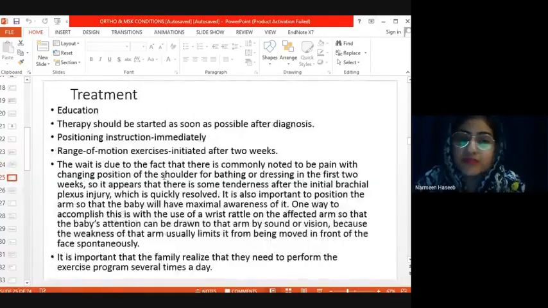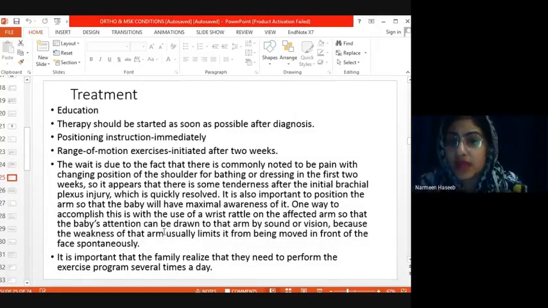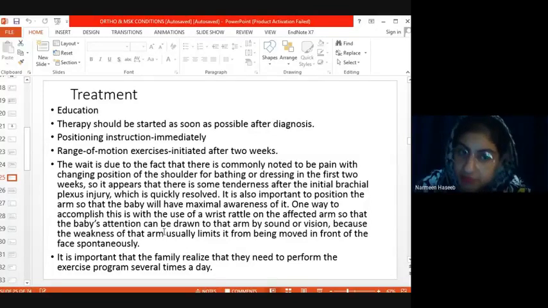So, what can be the treatment? The basic treatment is education. The therapy should start as soon as possible after the diagnosis. Positioning is very important. It should be done immediately. Then we have range of motion exercises, which will be initiated after the 2 weeks.